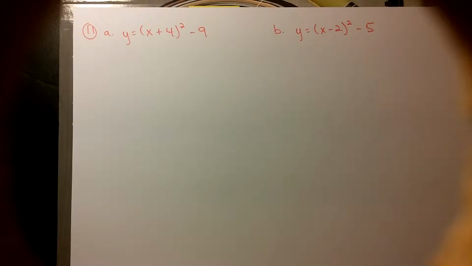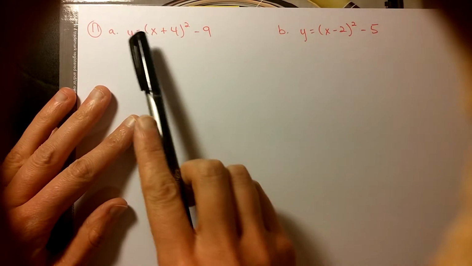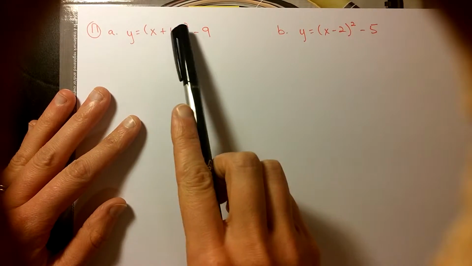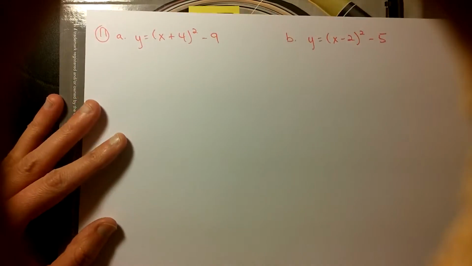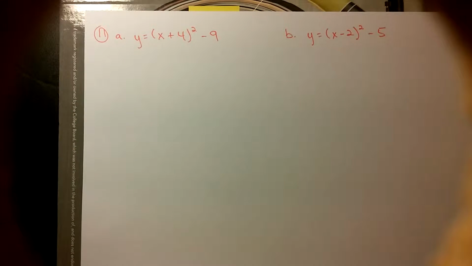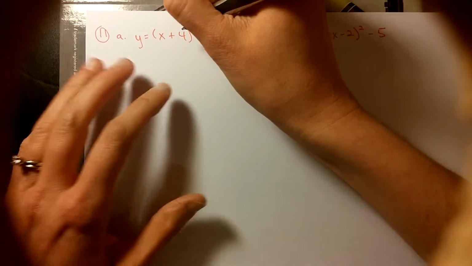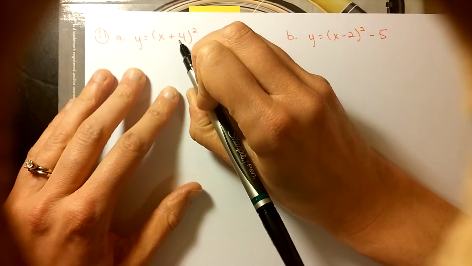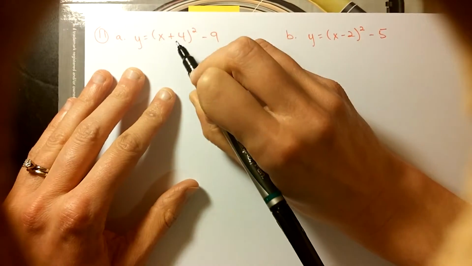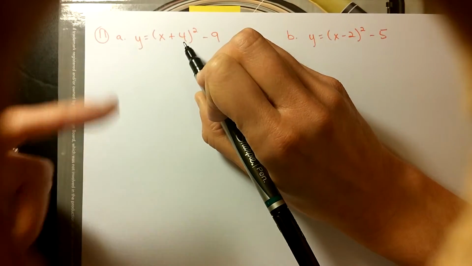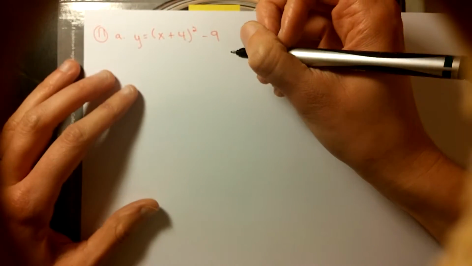So for number 11, it asks us to identify the vertex and x-intercepts for each equation. And both of these, since they have the parentheses and then that's being squared, they're both in graphing form. So in graphing form, the vertex is actually really simple to identify. To figure out the vertex, you just look at the number in the parentheses after the x, and the opposite of that number will be the x-coordinate for the vertex.